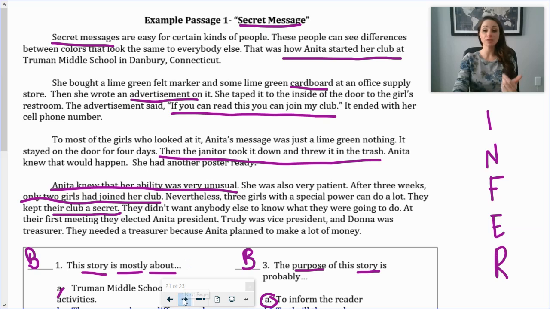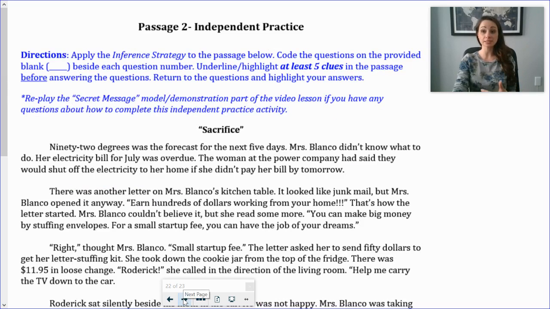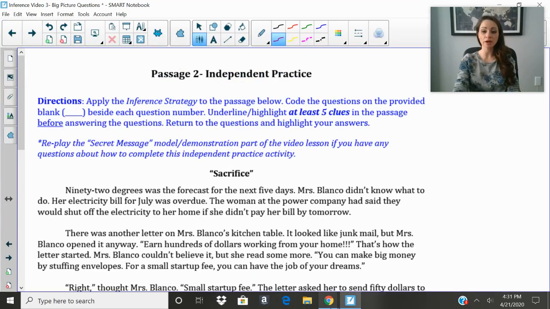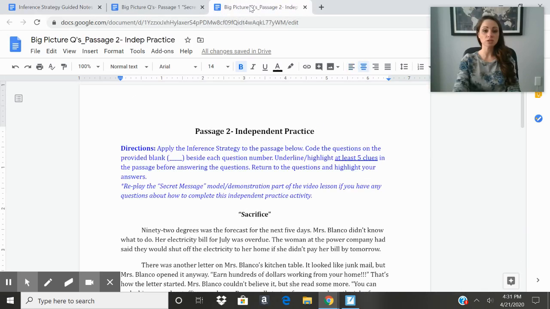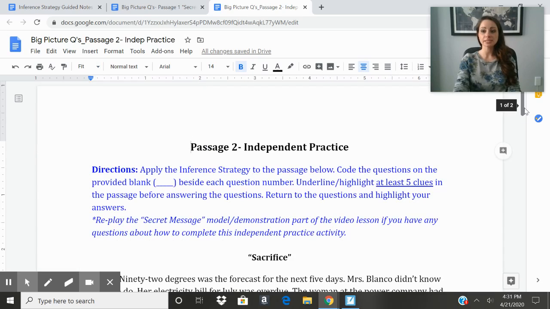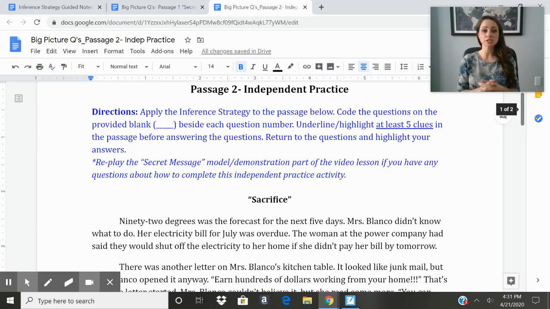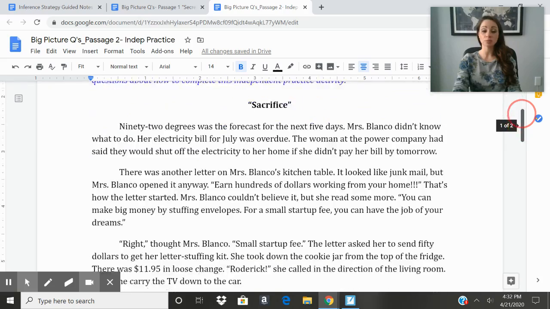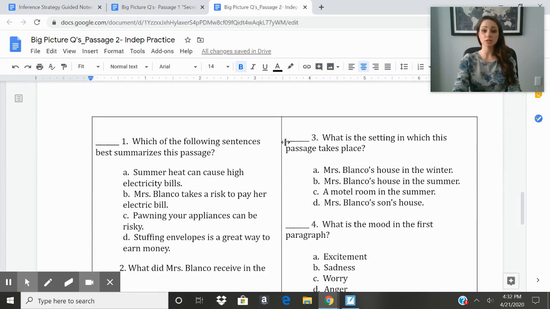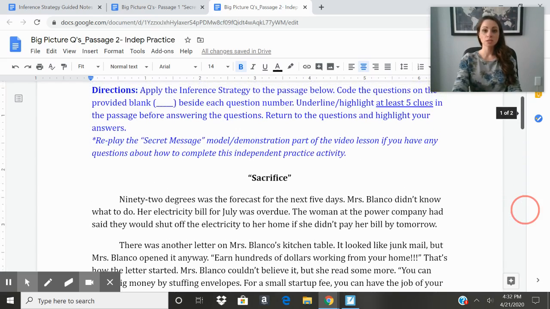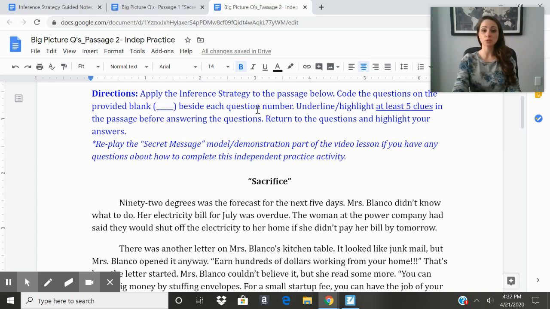You are going to do the same thing with your independent practice passage. You have this in your Google Drive. I will go ahead and pull this up to show it to you. Looks just like this. So your independent practice, you have your instructions here in blue. Your instructions say, apply the inference strategy to the passage below. Code the questions on the provided blank beside each question number. Again, our provided blanks are these guys right here. This is where you are coding either B for big picture or F for factual. So code the questions on the provided blank beside each question number.